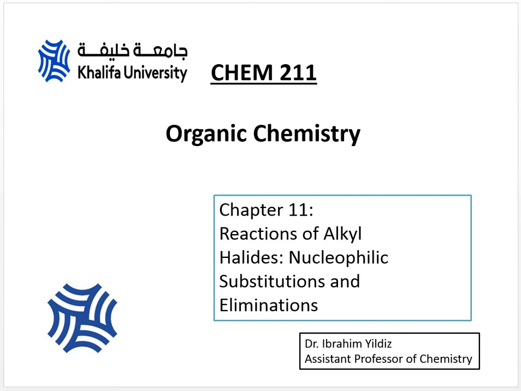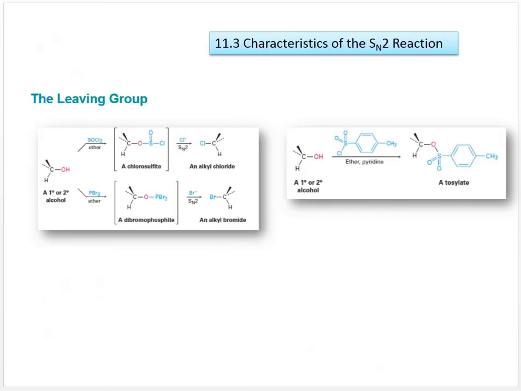Hi, in this lecture we will continue the reactions of alkyl halides, nucleophilic substitutions and elimination reactions. This is part 3. In the previous lecture we studied the effect of leaving group on the rate of SN2 reactions, and we said that good leaving groups occur faster in SN2 reactions with respect to bad or worse leaving groups. So the reaction is faster for the substrate having good leaving groups.